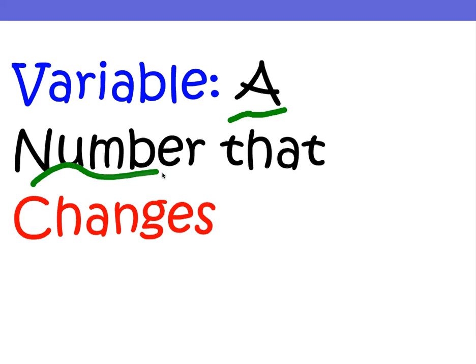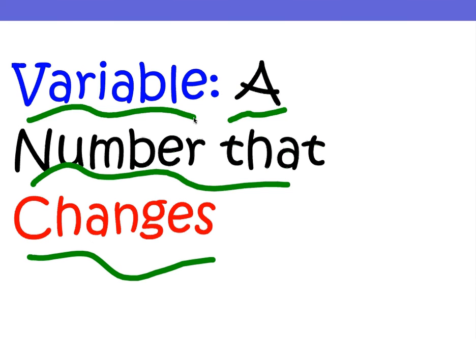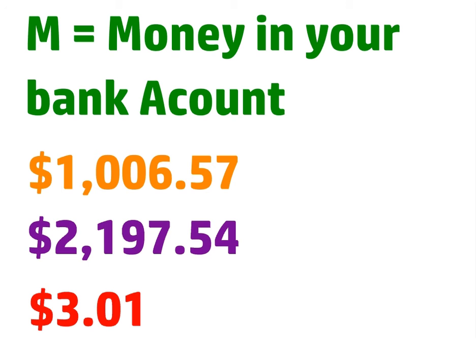So the best definition I have for you guys is a simple one. A variable is a number that changes. Okay? As opposed to a constant. A constant number cannot change. So let's look at some real life examples.